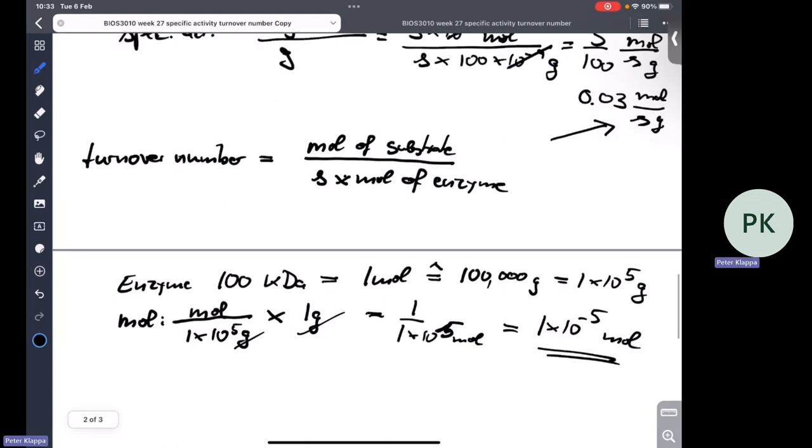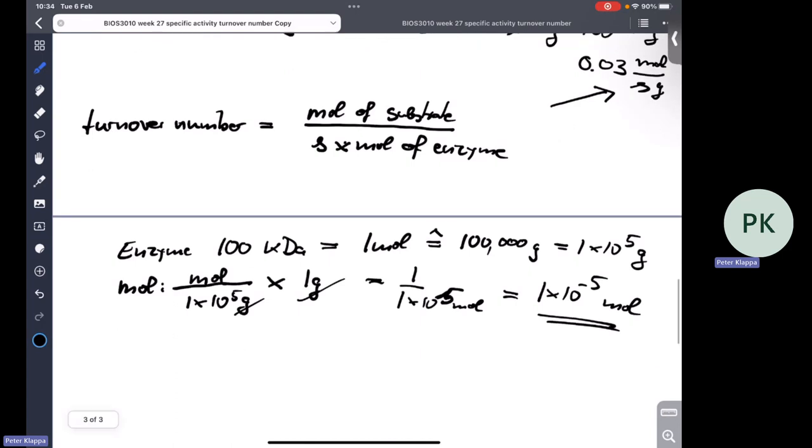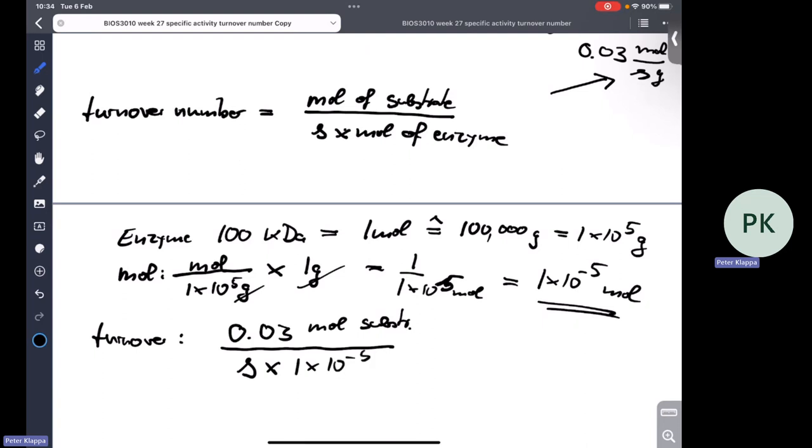And now I can go back to this equation here. What is the value here? Let's just simply calculate the turnover number. We had 0.03 mole of substrate divided by per second and 1 gram, but instead of 1 gram, I now write 1 times 10 to the minus 5 mole of enzyme. Make sense? Okay, so 0.03 divided by 1 times 10 to the minus 5.